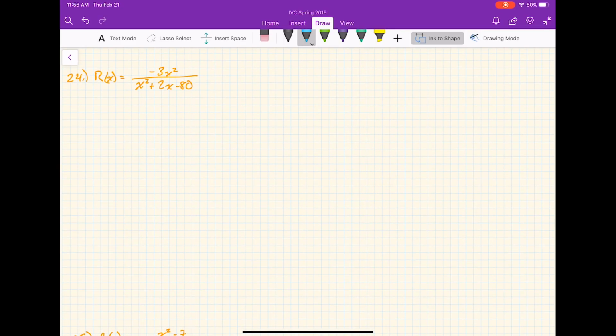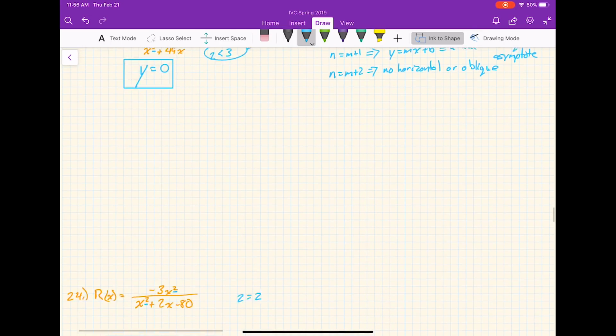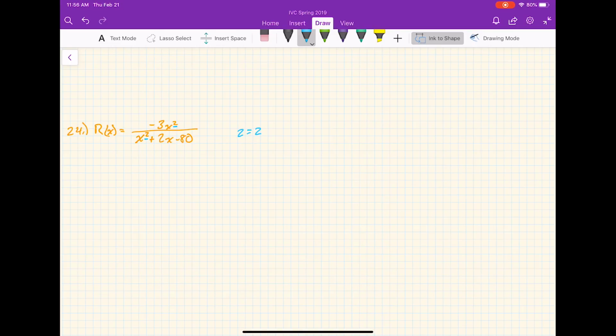All right, so here's another one. It's the same problem that we need to look at. So we're looking at the exponents, not the leading coefficient, and 2 is equal to 2. So as you saw, n equals m. So we look at the leading coefficients, -3 and 1. This equals -3. So we have a horizontal asymptote at y equals -3.